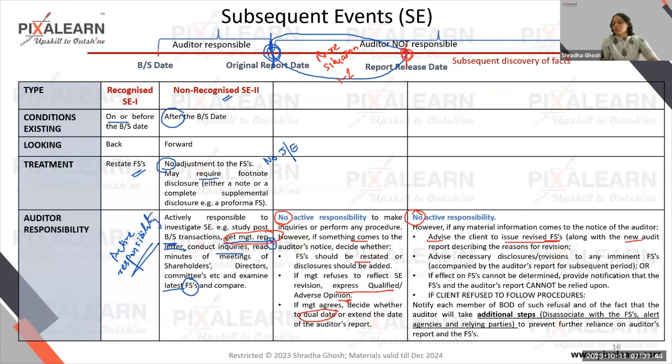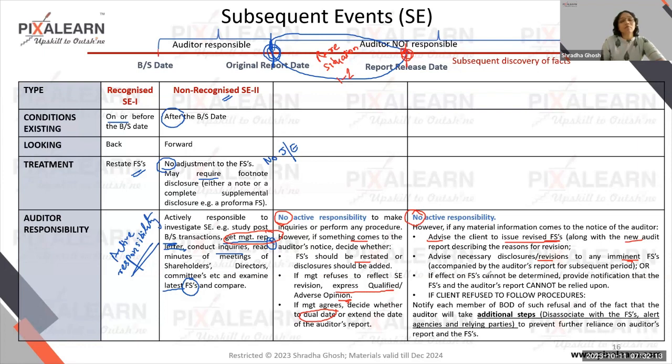Advise the necessary disclosures or revisions to any imminent financial statement. So imagine 31st March, your accounts are closing. 15th April, May, let's say you are trying to release your report. And suddenly by the end of June, you realize that, see, there is an error. So what do we do now? The quarterly or the interim review of June is also now pending. So what you do, you please make revision in the imminent financial statements.